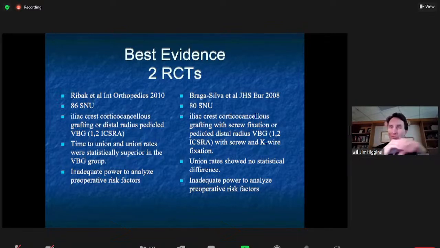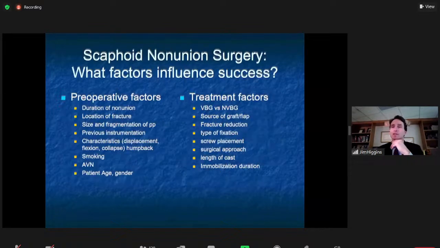However, I would argue that both of these were not powerful enough to sort through some of the risk factors, because this assumes that all scaphoid non-unions are created equally. And I guess that's where I'm going with this. If you're in the office, and this is how I like to think about it and how I like to walk through this with my fellows, you don't just walk in and say, I have a scaphoid non-union, and now I'm going to decide whether vascularized bone grafting or not is indicated. You have to think about all the factors that are at play.